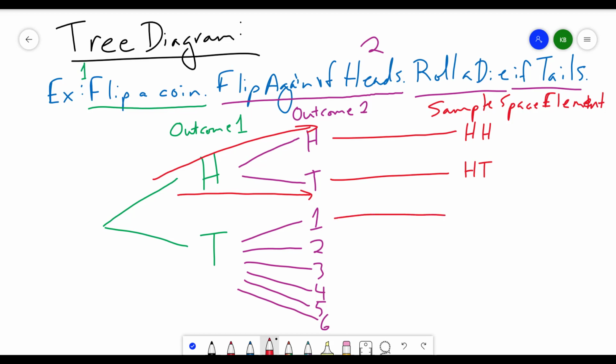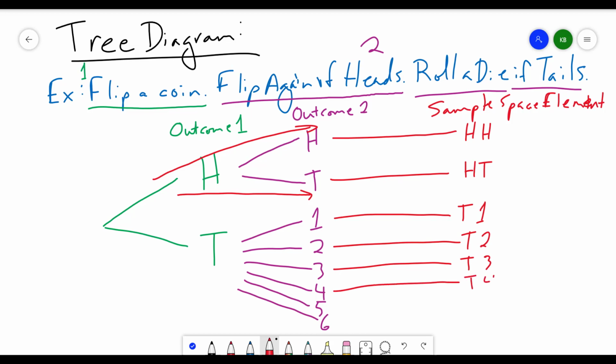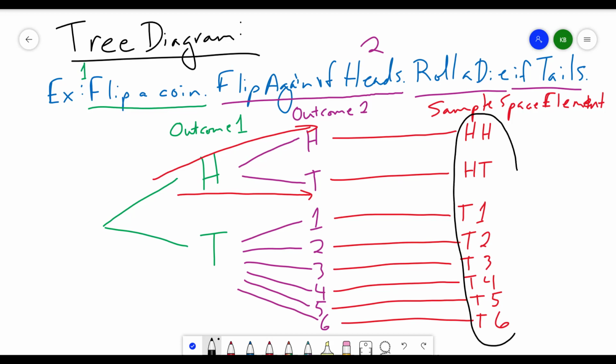And then I'll get tails 1, tails 2, tails 3, tails 4, tails 5, and tails 6. And when I put all of those elements together, this right here is my sample space.